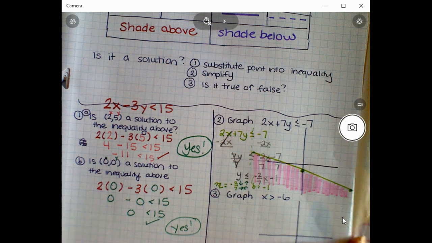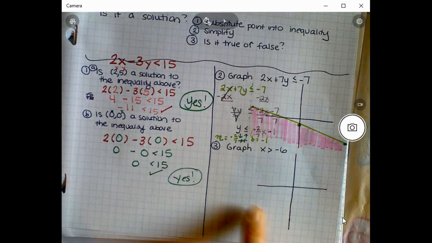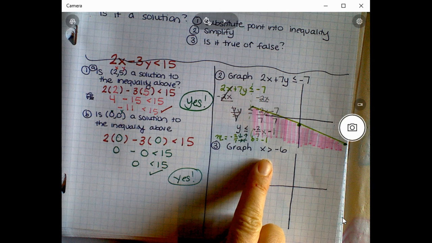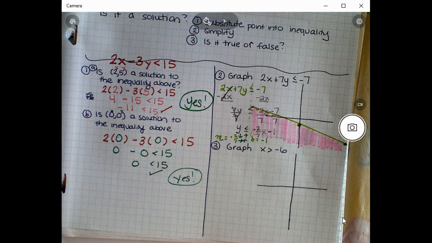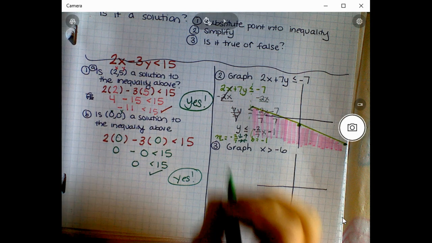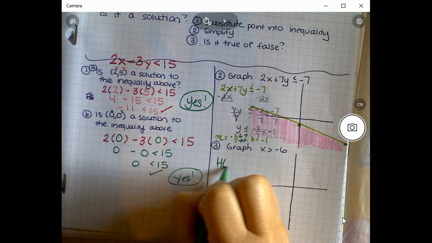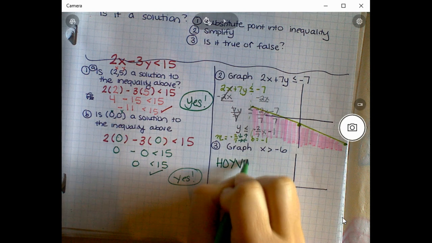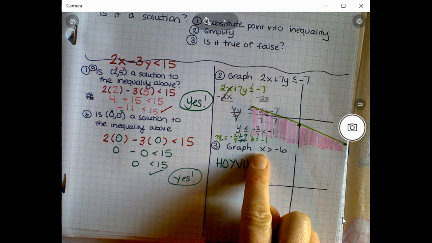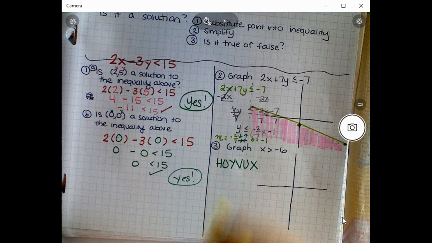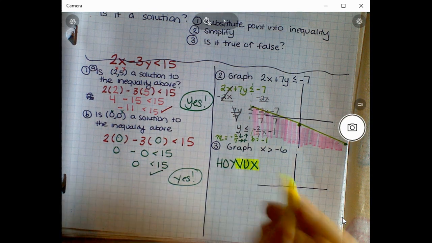Okay, let's look at number 3. Number 3, graph x is greater than negative 6. Well, this is a weird equation, right? We can't put it into slope-intercept form because there is no y. But you should be like, oh, I remember. We use this little acronym, OI VUX, to help us remember what this looks like. Now, this is an x equals type equation, so we don't even care about the OI part. We're only going to think about the VUX part.